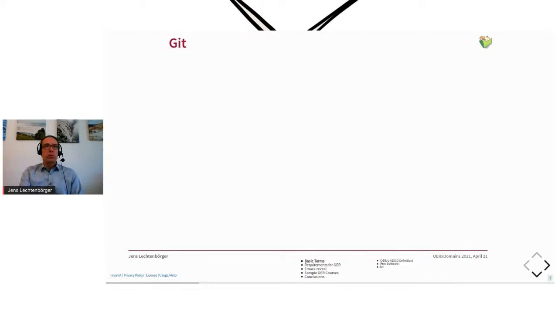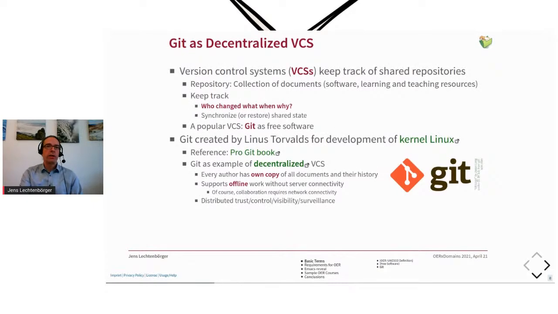My approach is rooted in a version control system called Git. What's that? First of all, version control systems empower us to manage shared repositories. That is, collections of documents with their histories, keeping track of who changed what, when, and why. Importantly, Git is a decentralized version control system, which enables us to work independently on own copies of our documents, even offline, and to synchronize our work with others as we wish and control.